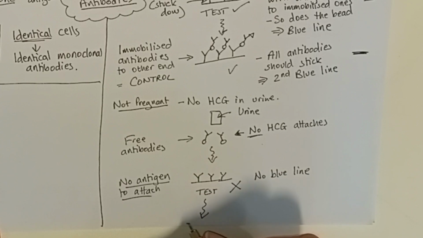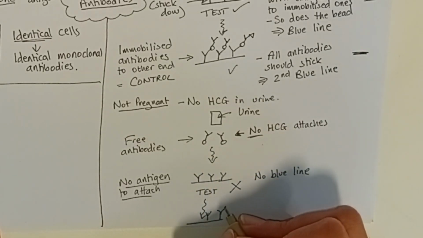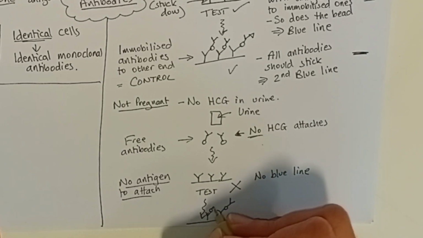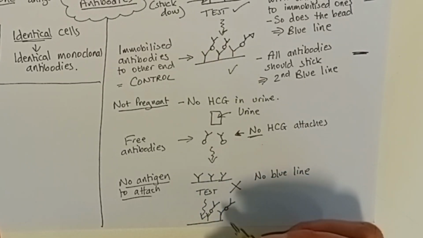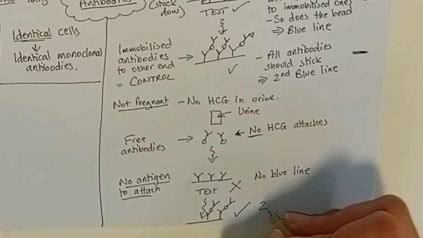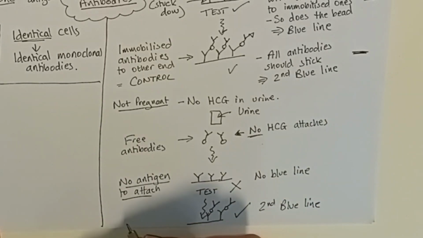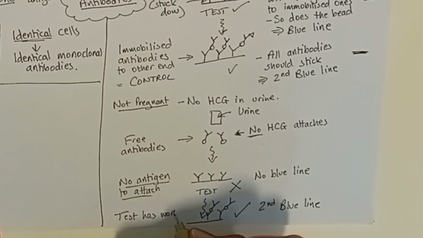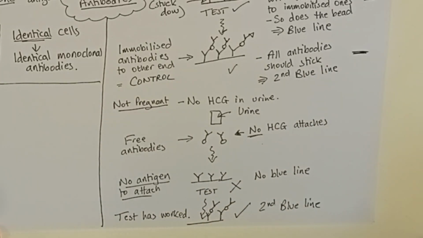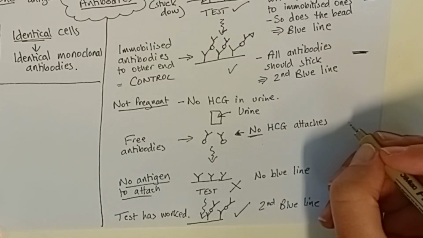And then lastly, they flow onto the control one. And the control one, remember, is to these antibodies, but from the opposite end, the bum end, and it will catch those because they should have made it. So you do get that blue line. So that shows the test has worked. So if you're not pregnant, you only get one line.